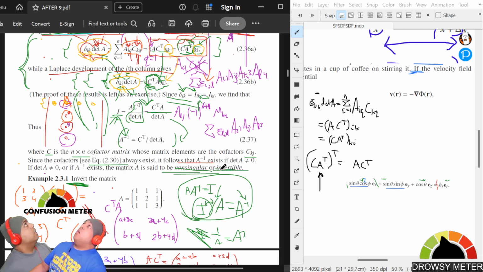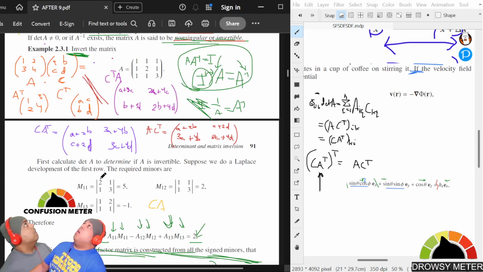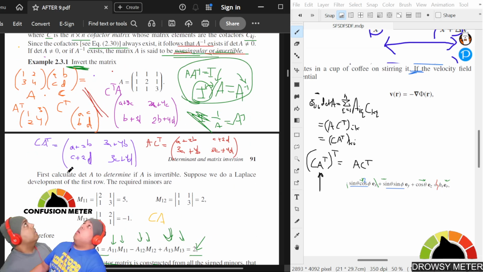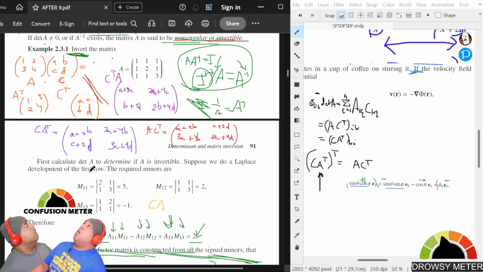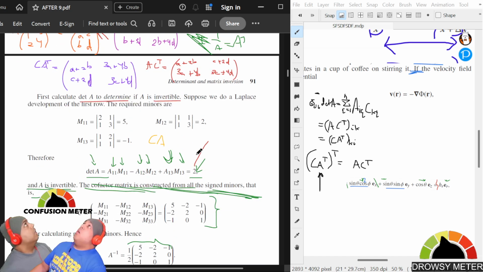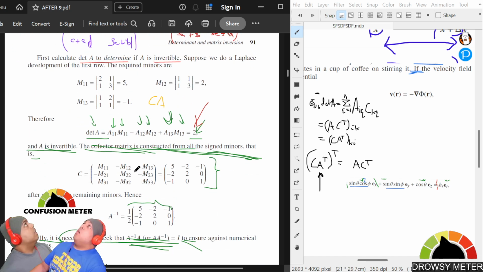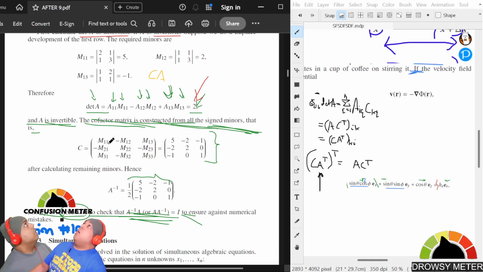If the inverse exists, the matrix is called invertible or non-singular. Invert this matrix. First calculate the determinant of A to see if it's invertible. Do the Laplace expansion, and you get this. The cofactor matrix is constructed from the signs, minus.